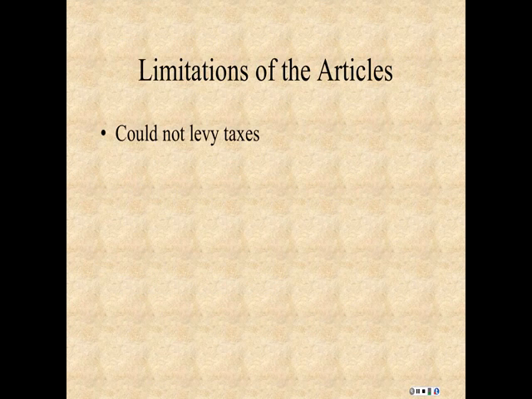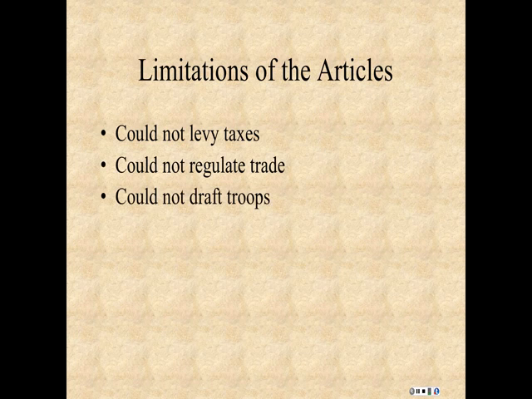Here's what it couldn't do. It couldn't levy taxes. It could not regulate trade in and among and between the states. It could not draft troops, in other words, raise an army. Now, it could conduct an army. There was a Continental Army. You say, well, where did that come from? Well, it came from the states. The states drafted troops and provided their troops to be directed by the Continental Army under the command of George Washington, but the federal government could not draft troops.